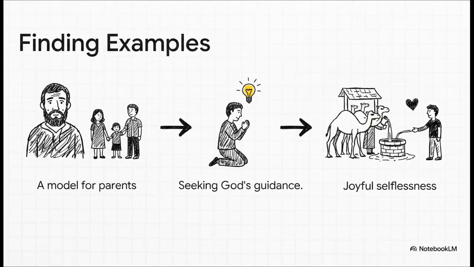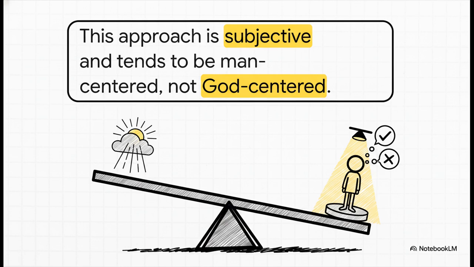Let's go back to our Genesis 24 story. Using this method, it's pretty straightforward. Abraham's concern for Isaac's wife, that becomes a lesson for parents. The servant's prayer for help, an example for how to seek God's guidance. And Rebecca's amazing service at the well, a model of great character. But, again, there's a catch.